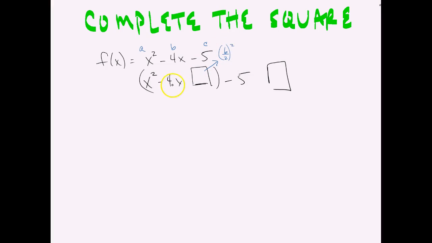So what is 4 divided by 2? Well, that is 2. And then what is 2 squared? Well, that's a 4. Now, it's always going to be positive, because when you square a number, it's always positive. And then whatever you just did in this box, you're going to do back here in this box. The only kicker is that in front of this, you actually need a minus sign.